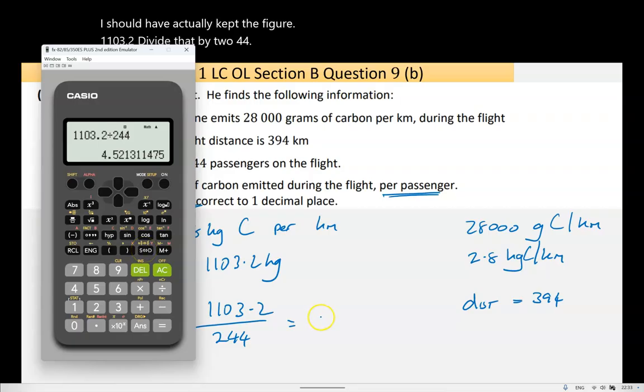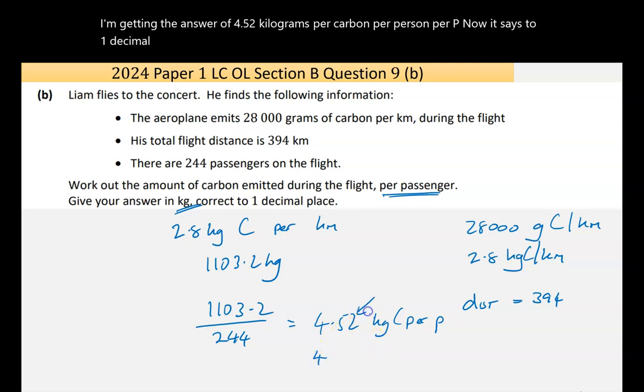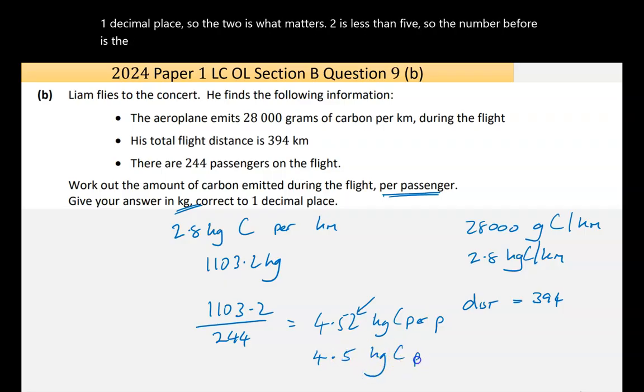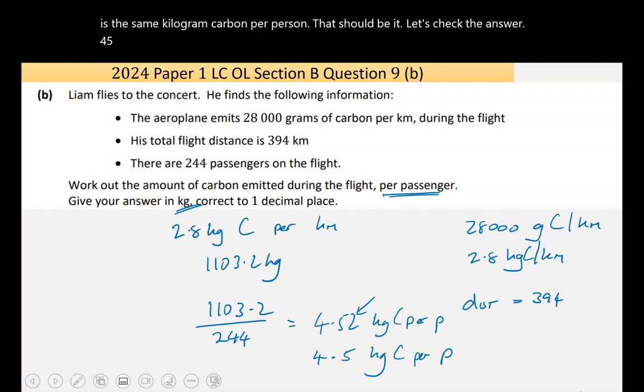I'm getting an answer of 4.52 kilograms of carbon per person. Now it says to one decimal place, so the 2 is what matters. 2 is less than 5, so the number before it stays the same. Kilograms of carbon per person. That should be it. Let's check the answer. It says 45.2. What did I do wrong?